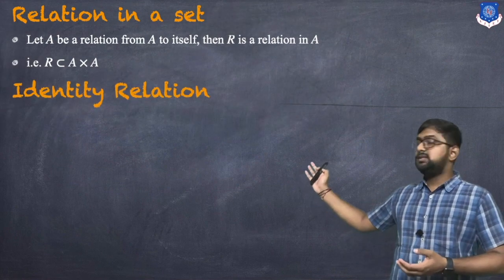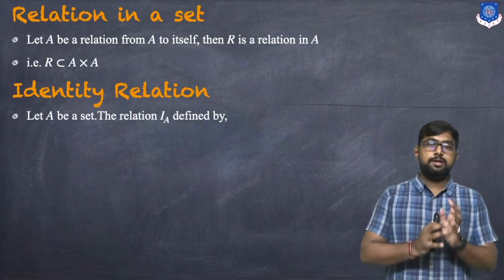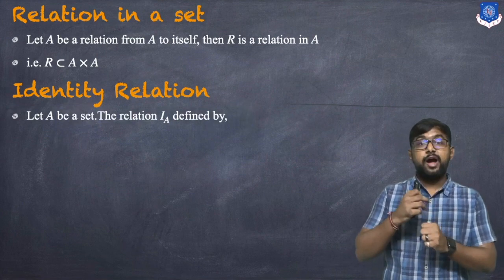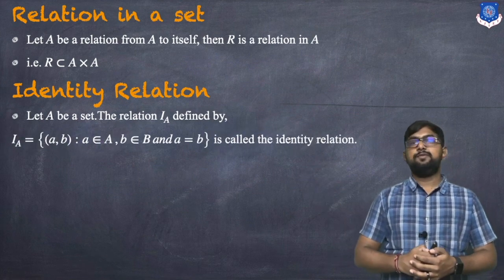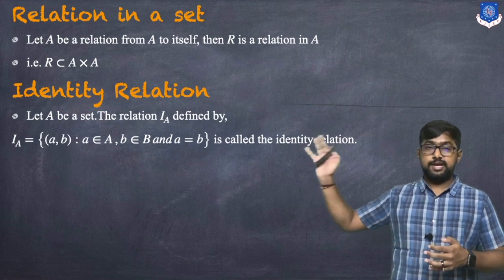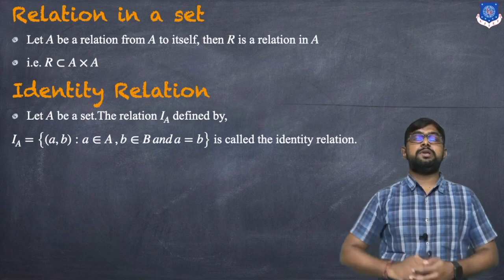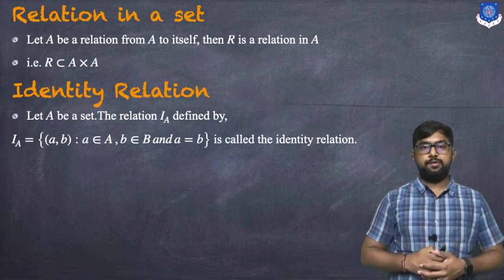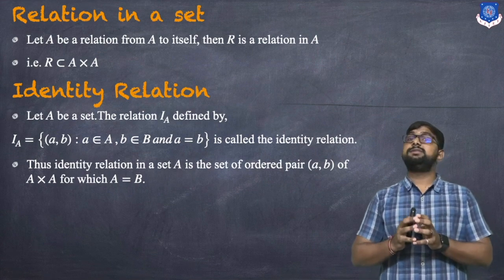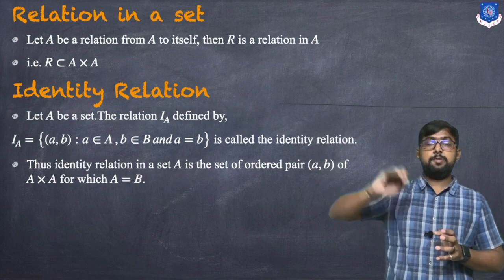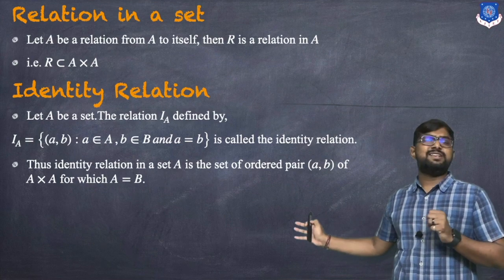Now let us consider what the identity relation is. Let A be a set. The relation I_A, where I stands for identity, is defined as I_A equals the set of all (a,b) such that a belongs to A, b belongs to A and a equals b. Then it is called the identity relation. Thus the identity relation in a set is the set of ordered pairs (a,b) of A cross A for which both elements are the same.